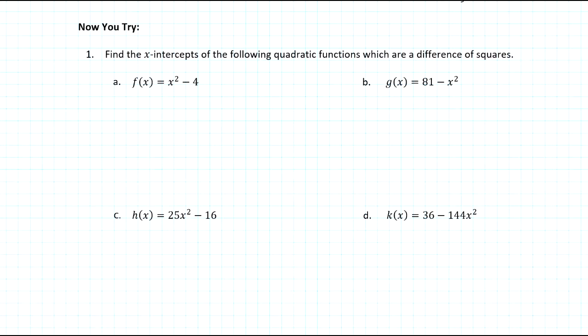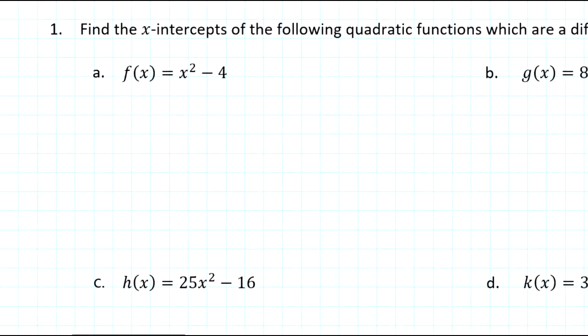Let's go ahead and look for the solutions to these now you try problems where we find x-intercepts of quadratic functions which are differences of squares. So this first one we have f of x equals x squared minus 4. Trying to start out nice and simple.